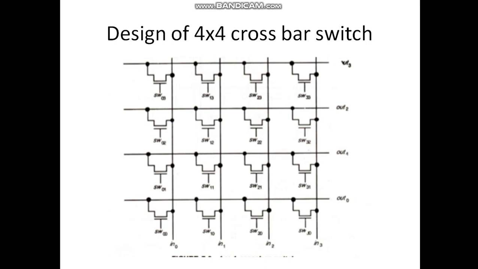1 bit position to the left shift is equivalent to shifting the bits by 3 bit positions to the right side. If you want the bits to be shifted by 2 bit positions to the left, then the switches SW20, SW31, SW02 and SW13 should be turned on. So the output will be IN2, IN3, IN0 and IN1 respectively.